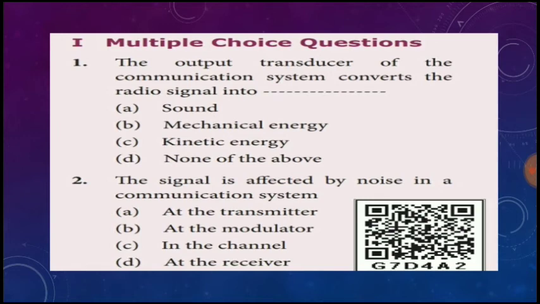Next question. The signal is affected by noise in a communication system. Which one? Options: A at the transmitter, B at the modulator, C in the channel, and D at the receiver. So which is the right answer? The option C is the right answer, in the channel.